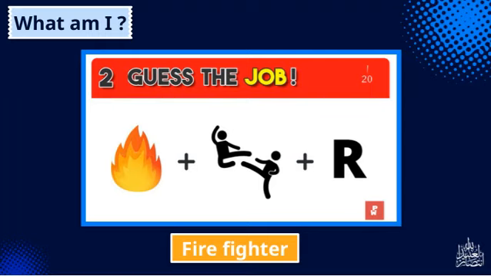So, what am I? Well, I'm a firefighter. This slide is really about understanding the role and importance of a firefighter. Firefighters are essential because they respond to emergencies involving fires, of course, but also many other situations like accidents, rescues, and sometimes even medical emergencies.